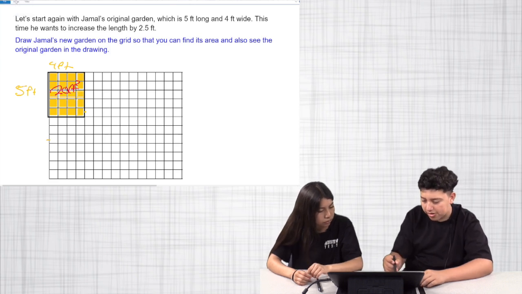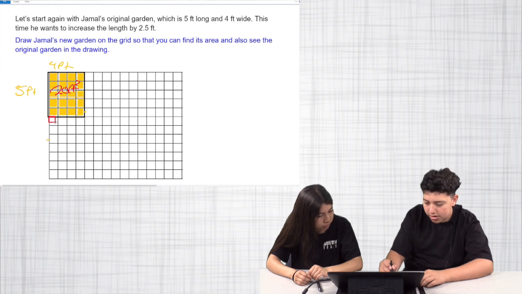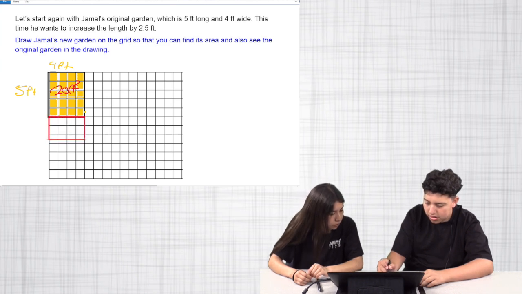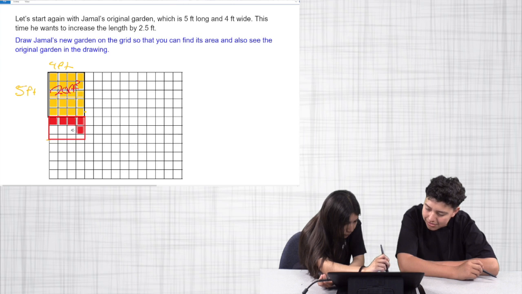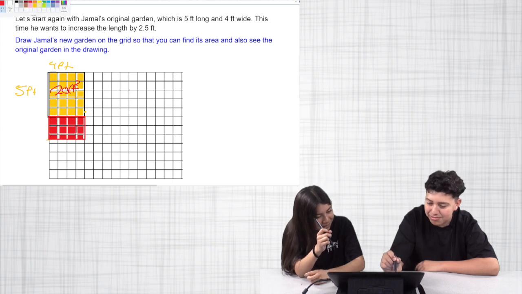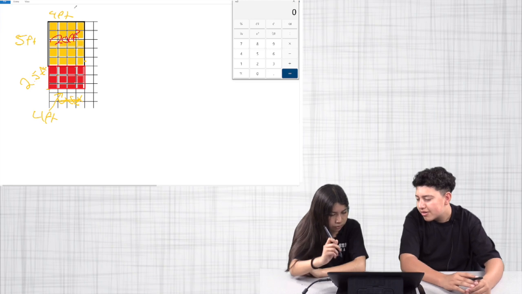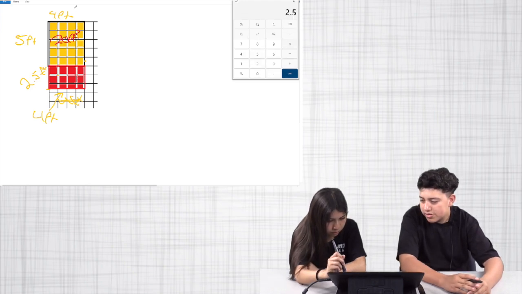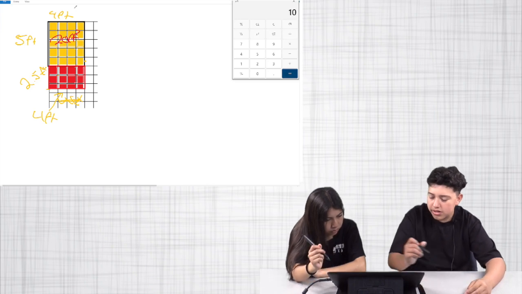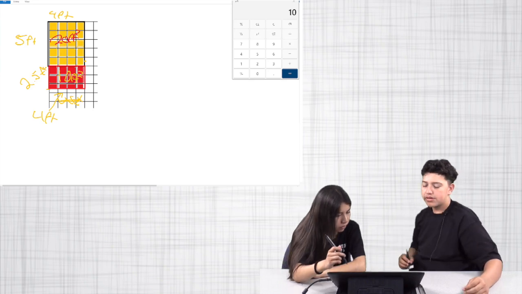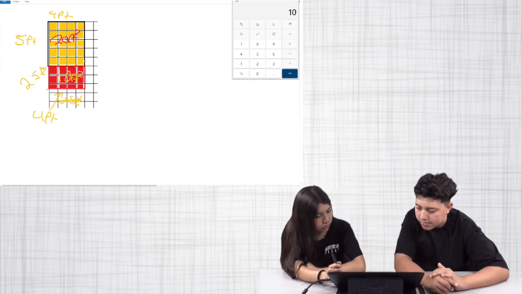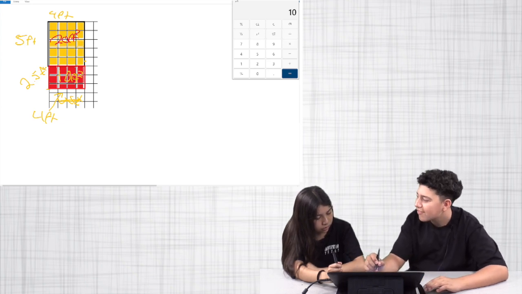Then let's add another box into like the halfway point, right? A little higher. Right there. Yeah, like that. Okay. That's good that it stops right there. 2.5 times 4 is 10 feet squared. And I think 30. Oh, we forgot to write what we did.